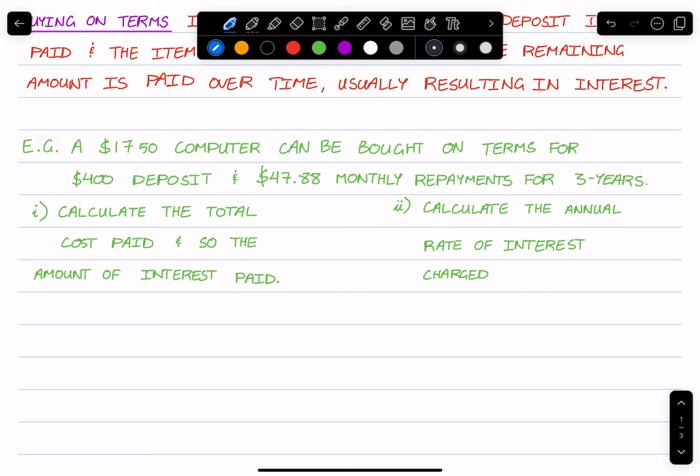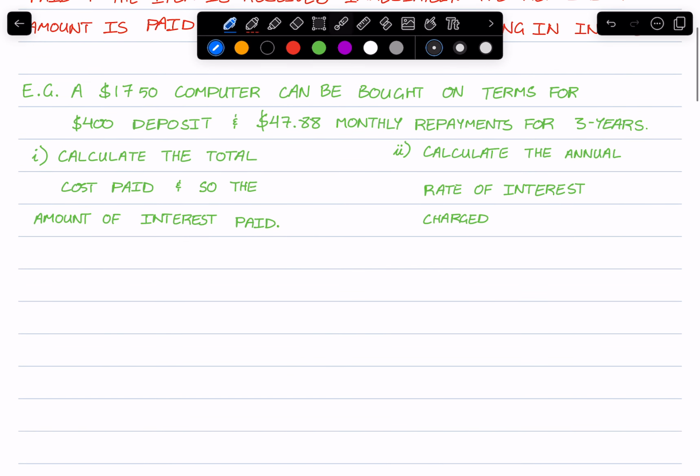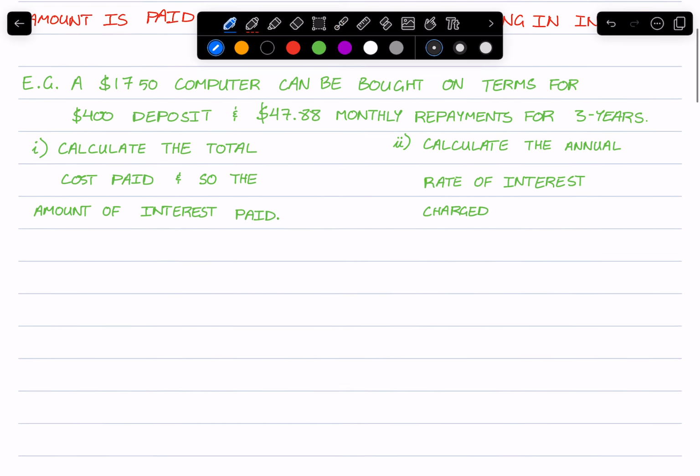Here we go. Now you'll see that it's rather straightforward in the math itself, but we'll take you through it regardless. A $1,750 computer can be bought on terms for a $400 deposit and $47.88 monthly repayments for 3 years. Part 1, let's calculate the total cost paid, and so we can then find the amount of interest that was paid.